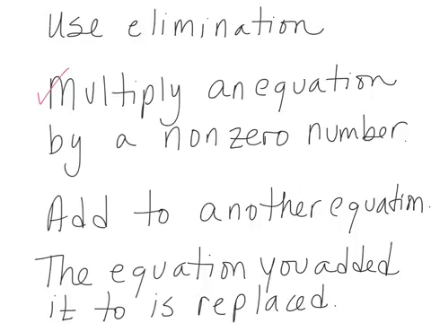You're going to add that equation that you've multiplied through by a number to another equation. The equation that you add it to is the one that's replaced. So see my red check mark up here. I'll put another red check mark. Think about when we do this process, if you've multiplied an equation by a number, you've locked it in place. That's not the one that's going to disappear. It's going to be the other equation that it's added to that will disappear. Let's go through this.